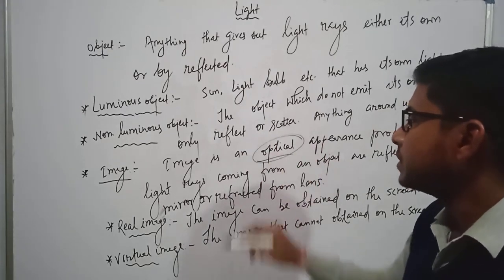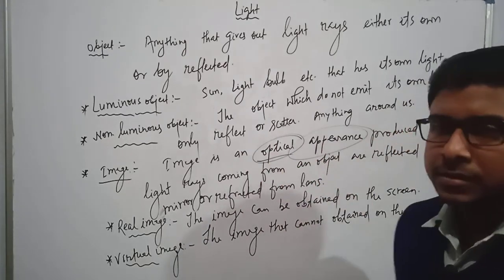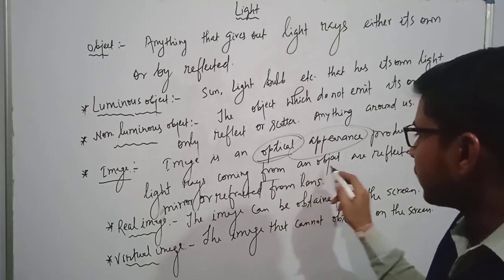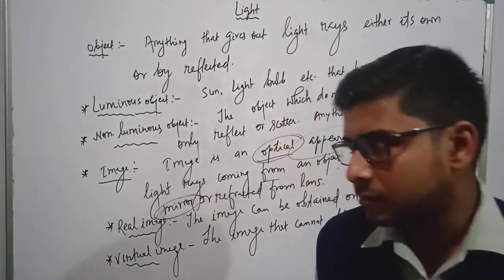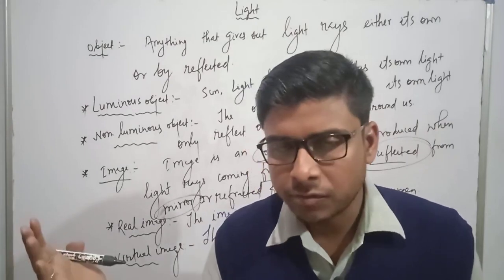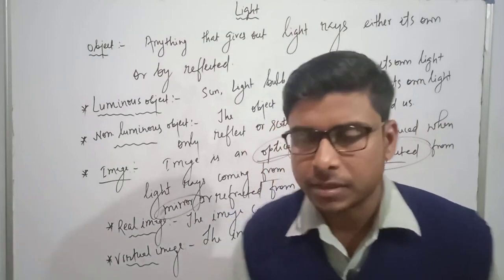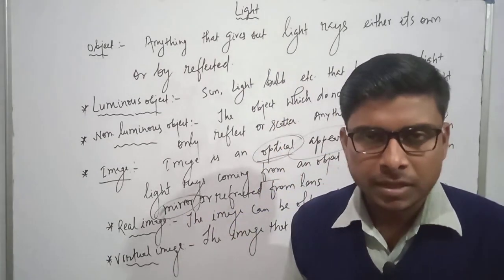Optical means an appearance caused by the presence of light coming from an object when it is reflected from a mirror, like when you see your face in the mirror. That is because of the reflection of the light.